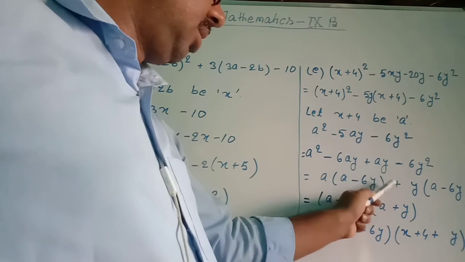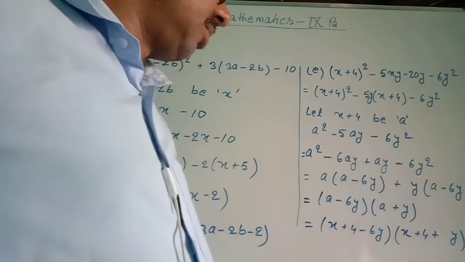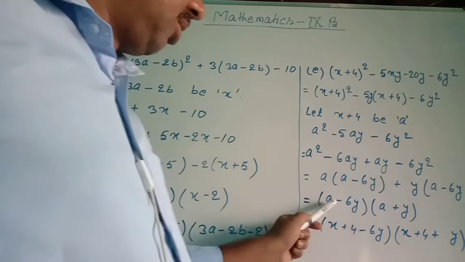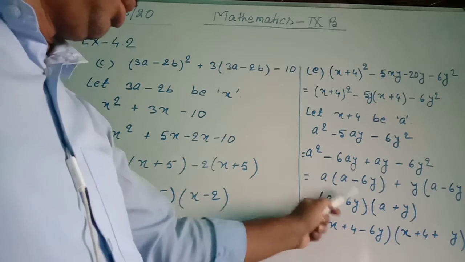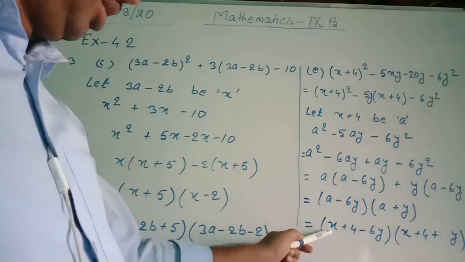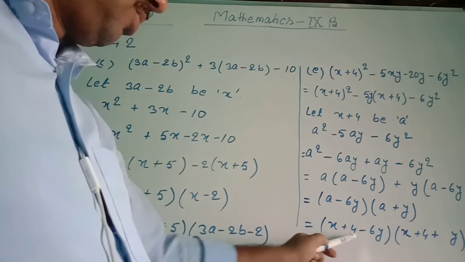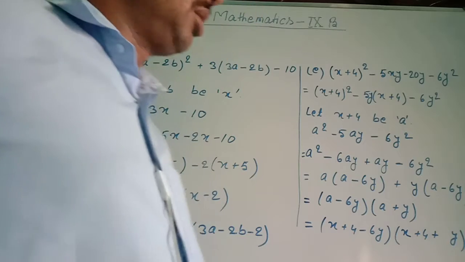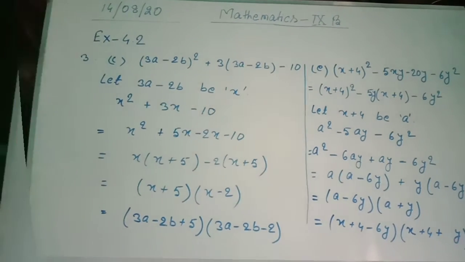From the last two terms, y is common, a minus 6y. So a minus 6y common. So I wrote here (a minus 6y) into (a plus y). I kept the value of a, that is x plus 4. (x plus 4 minus 6y) into (x plus 4 plus y). These are the factors of the given equation.